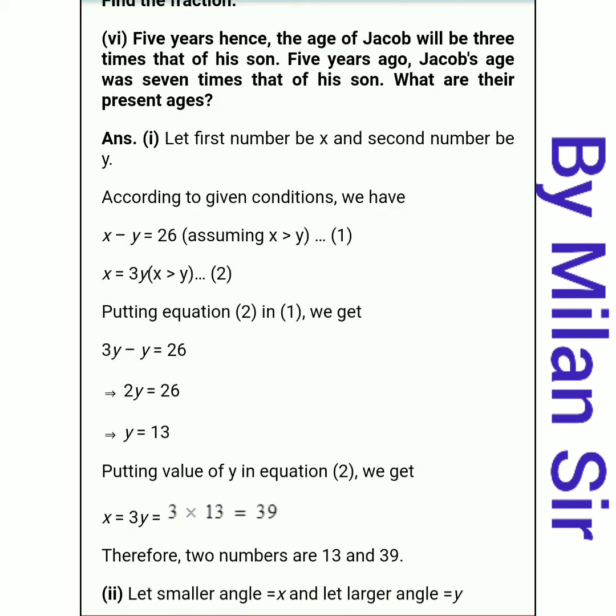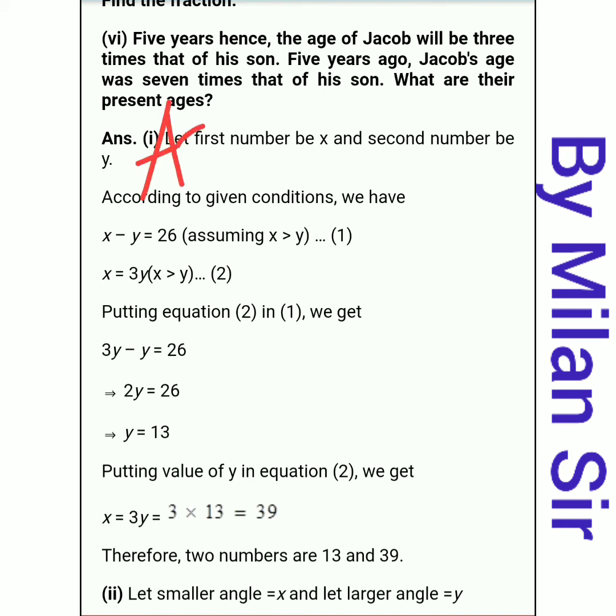Then question number 5. Read this question. 5 years hence the age of Jacob will be 3 times that of his son. 5 years ago Jacob's age was 7 times that of his son. What are their present ages? Okay, so we need to find the present age of Jacob and the present age of his son.